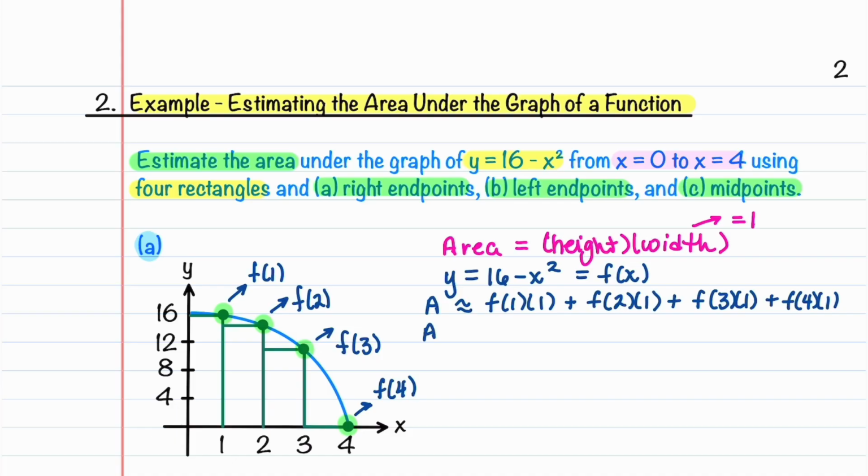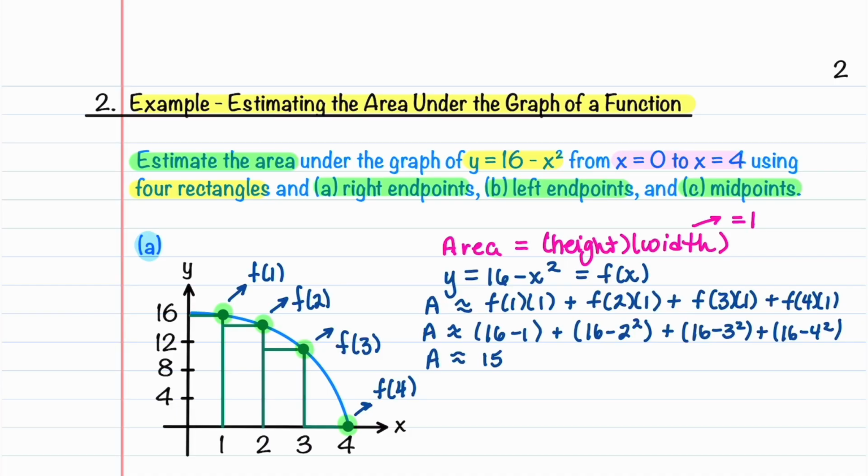Now let's plug in what our function is. Our function is 16 minus x squared, so f of 1 is just 16 minus 1 times 1, which we won't write down. And then our f of 2 is 16 minus 2 squared. And then f of 3 is 16 minus 3 squared. And then we'll go ahead and put down that our f of 4 is 16 minus 4 squared, even though that's 0.